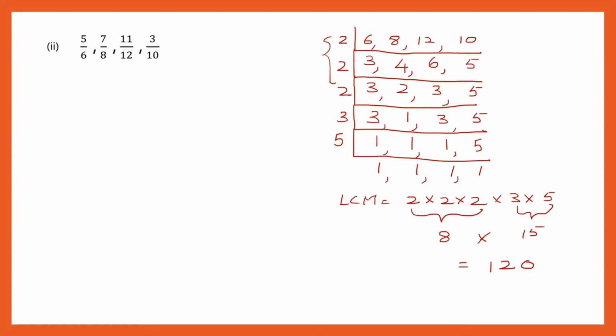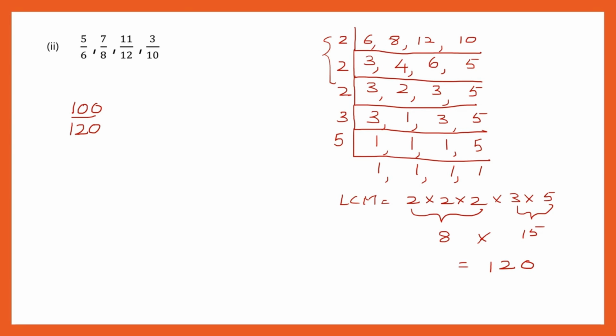Use the LCM, which is 120, as the new denominator. So 120. So 6 into what will give us 120? 6 2's are 12. So 6 20's will give us 120. The denominator 6 into 20 is now 120. That means I need to multiply my numerator also by 20. So 5 into 20 is 100. So we've got our first fraction 100 by 120.